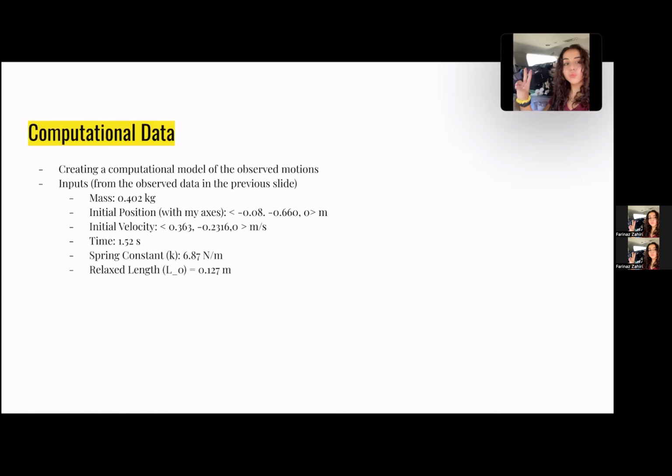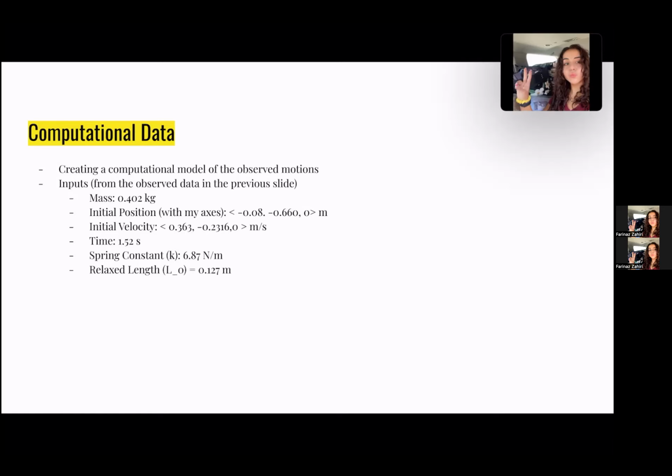So now, moving on, let's talk about some of the data. We have that the mass is 0.402 kilograms. The initial position is negative 0.08 meters in the x direction and negative 0.66 meters in the y direction based on my axes. The initial velocity in the x direction is 0.363 meters per second and negative 0.2316 meters per second in the y direction.